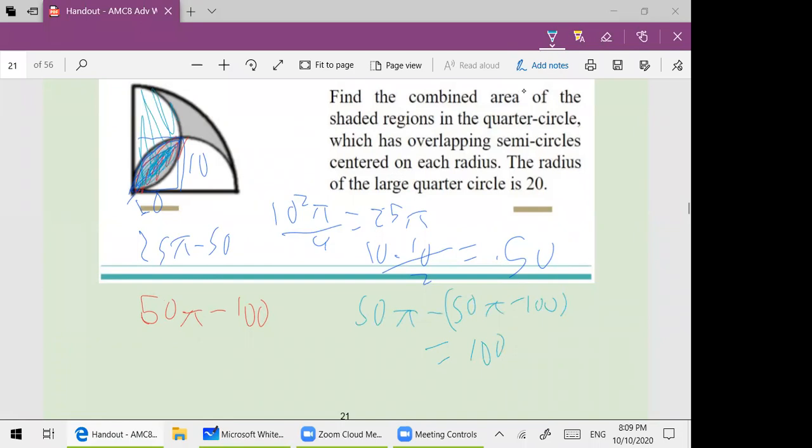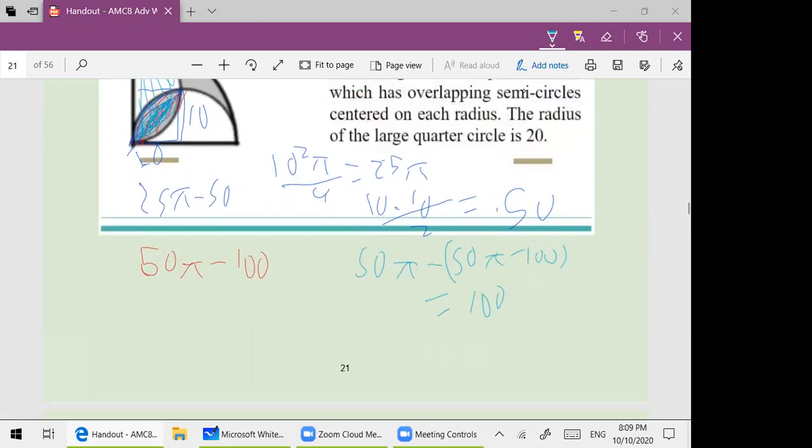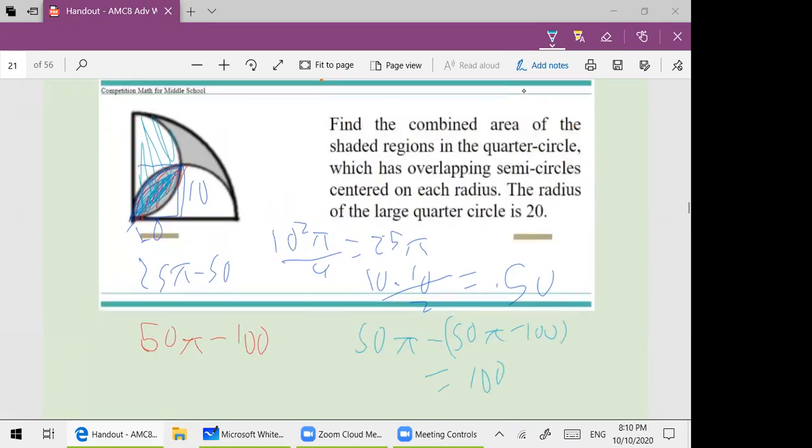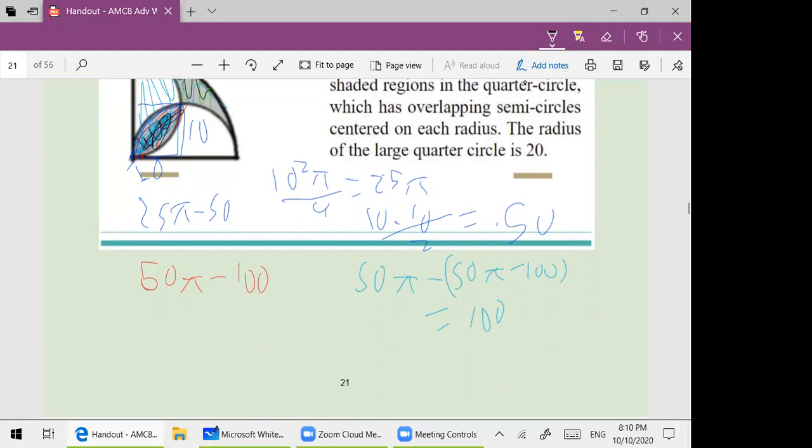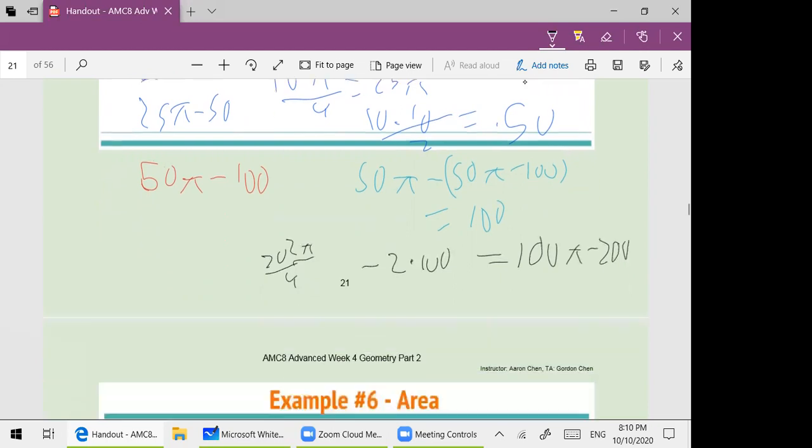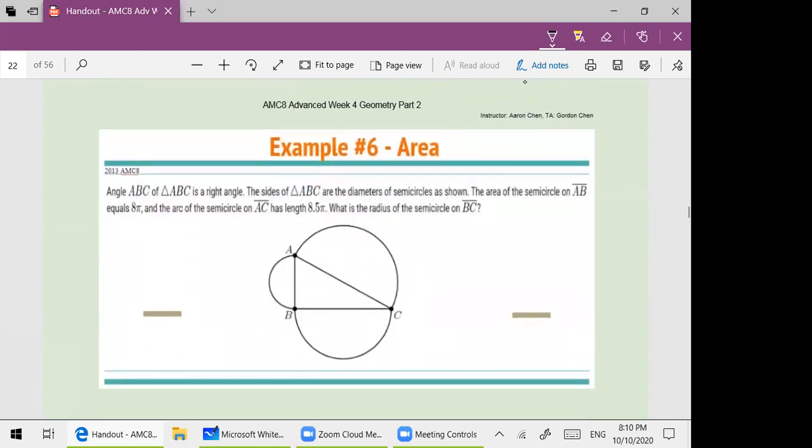So to calculate the sum of the shaded areas, you just subtract 200 from the total area, which is 20 squared times pi over 4, which is 100 pi minus 200. And here's your next example.